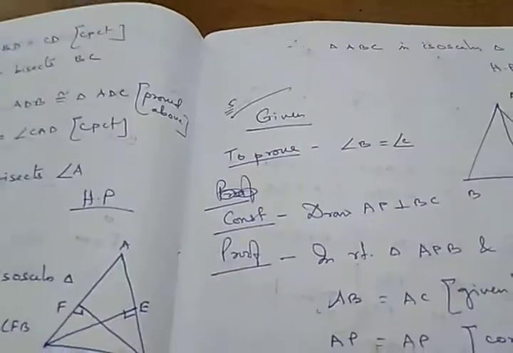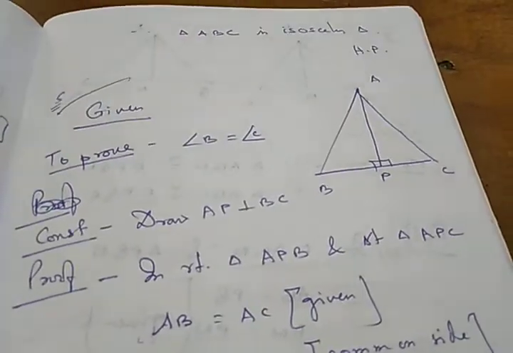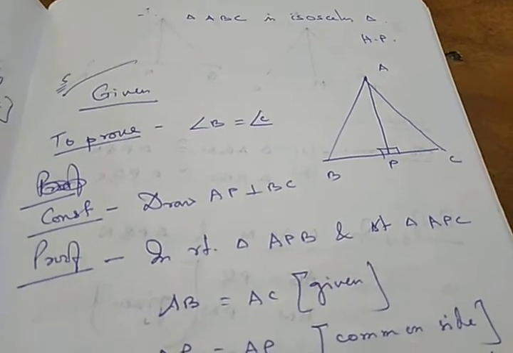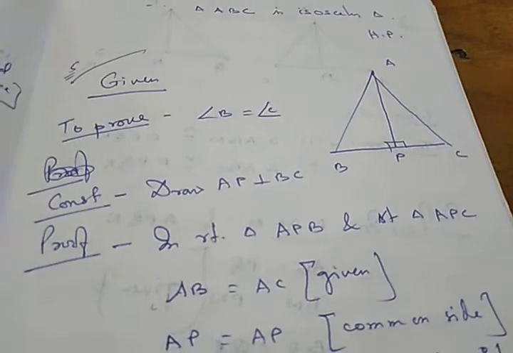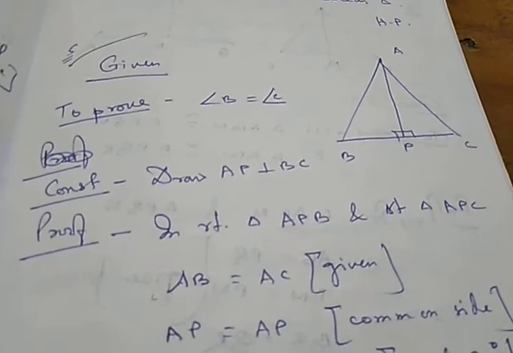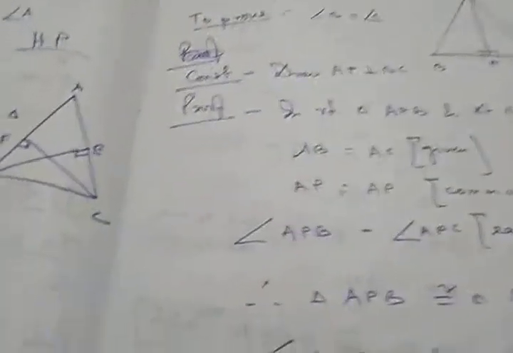Now see question number 5. What is given? Given that ABC is an isosceles triangle. Isosceles triangle means two sides are equal, AB equals AC. AP is perpendicular to BC, it is only given as perpendicular. To show that angle B equals angle C.